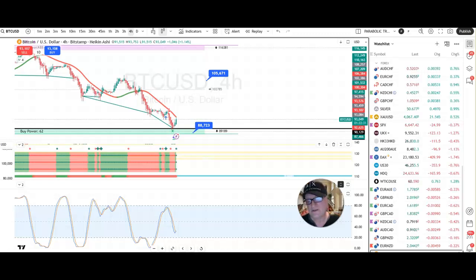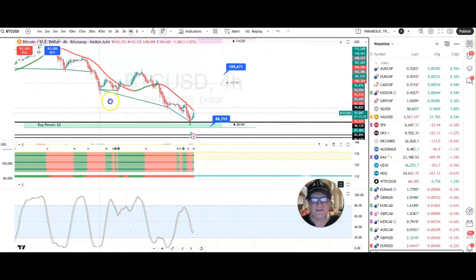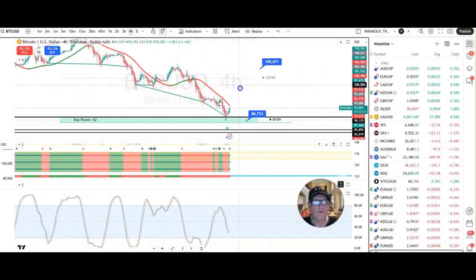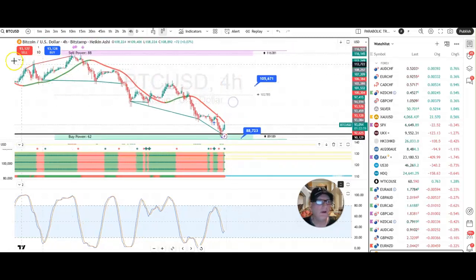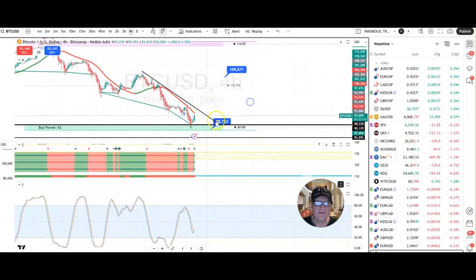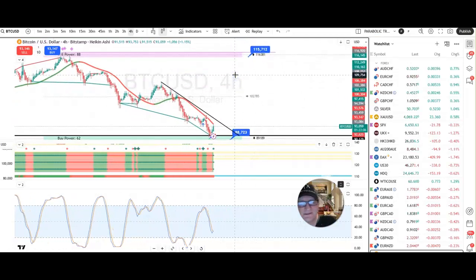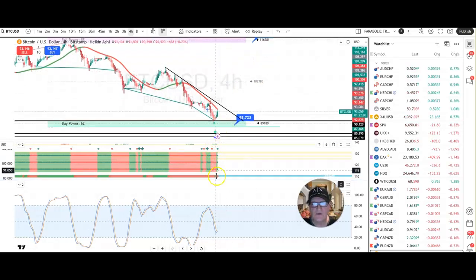Now Bitcoin's very interesting. We've got divergence, buy power 62, which is strong, but no convergence. That's okay. So what we can do now is wait for the price to change character, basically. And any change of character, then the price is going to go back up to 115,712. But not happening yet. Wait for everything to go green on your software, and then you are good to go.